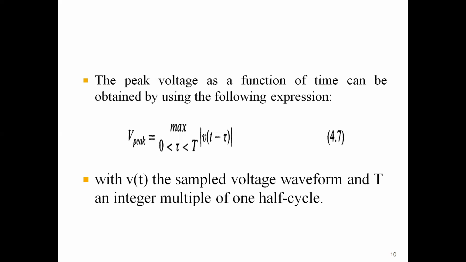So if you're taking your peak voltage, that's obviously the maximum of V of t minus t, isn't it? Where V of t is the sampled voltage waveform and t is an integer multiple of a half cycle, because we can only calculate for the half cycle and then we can calculate for the remaining half cycle.